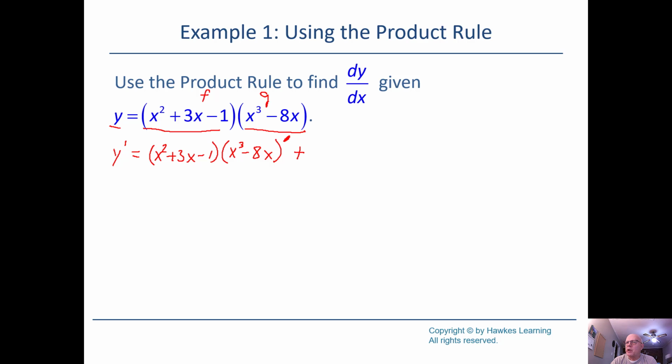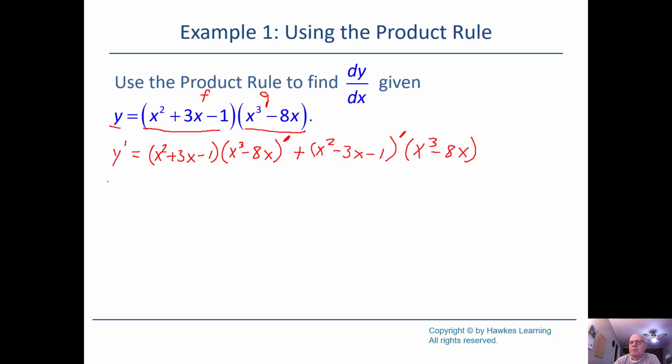For the product rule, we put an addition between them. Remember that? Now I'm going to write the same functions down, but take the derivative of the opposite one. So of x squared minus 3x minus 1. And I'm going to take the derivative this time because I didn't over here. And that times x cubed minus 8x. And since I take the derivative over here, I don't over there.